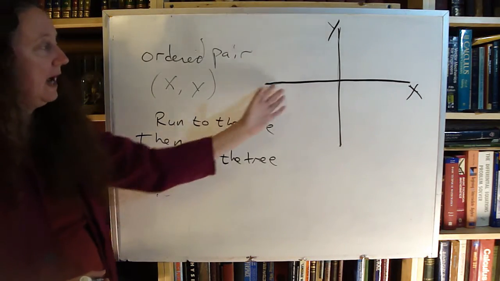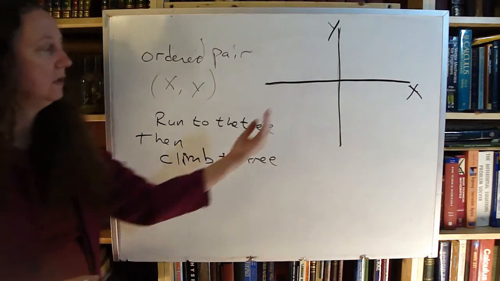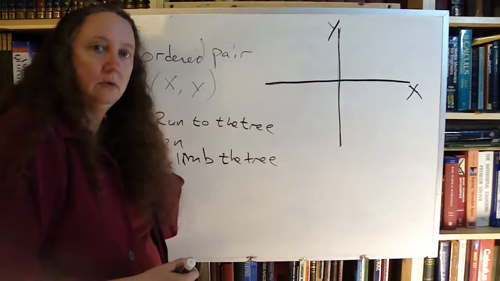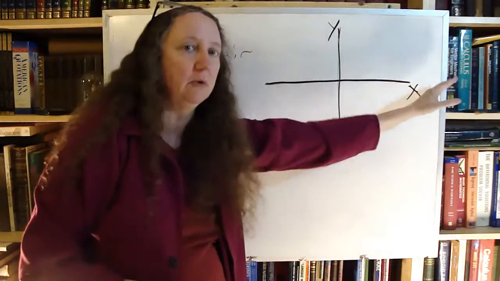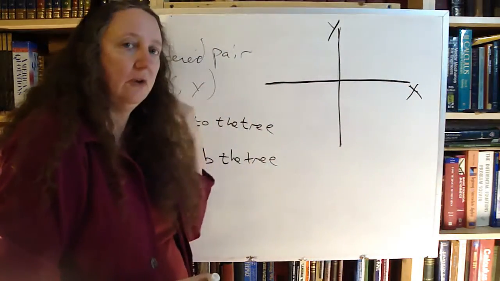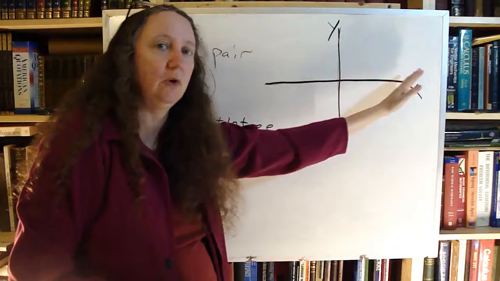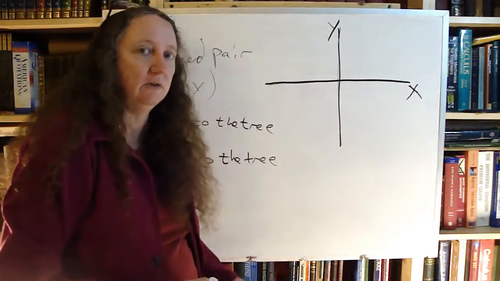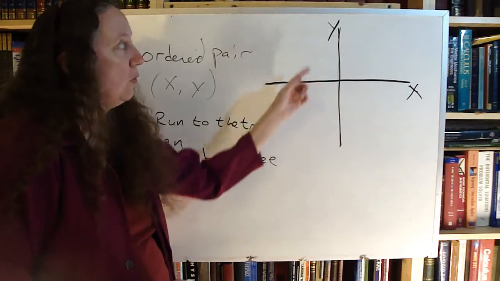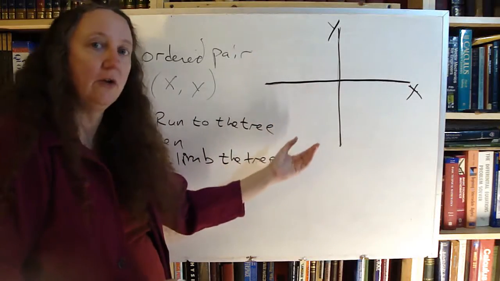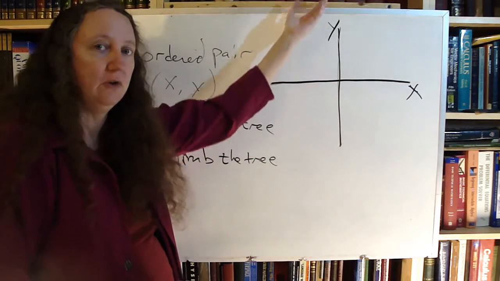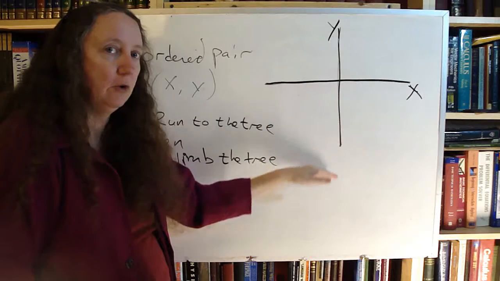So on our axes, you will have your negative numbers and your positive numbers. The negative goes to the left, the positive goes to the right. That's for your x-axis. For your y-axis, just like a thermometer, the positive goes to the top, the negative goes to the bottom.